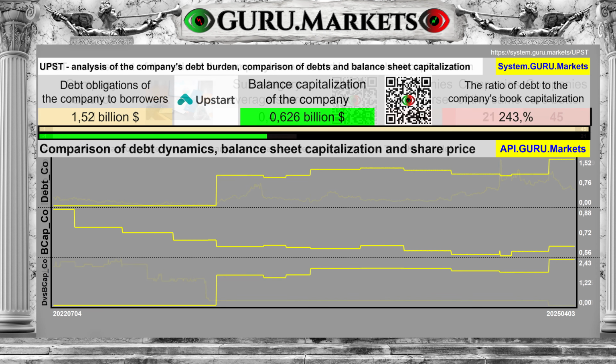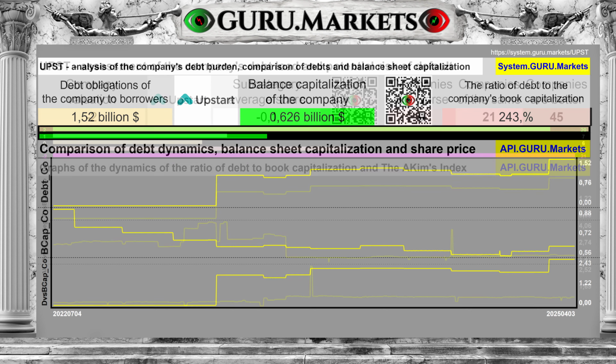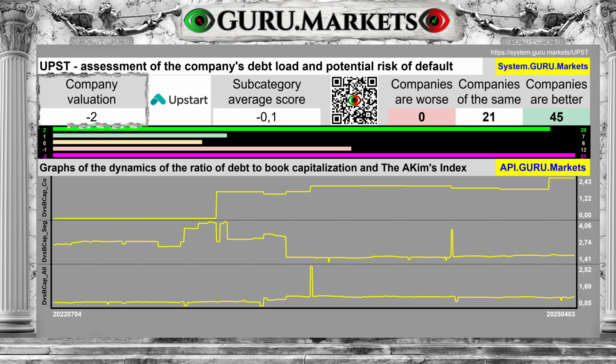The company's debt obligations amount to $1.52 billion. Financial liabilities to book value amount to 241.3% of capital. Result on the company's debt level: very bad, minus 2 points.